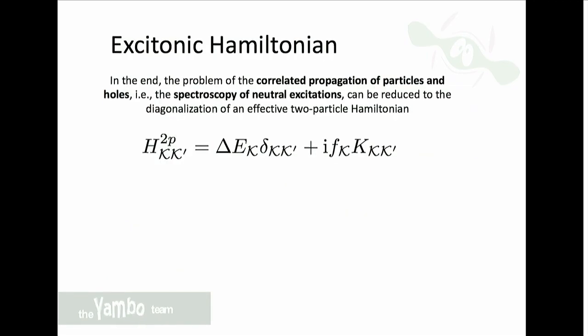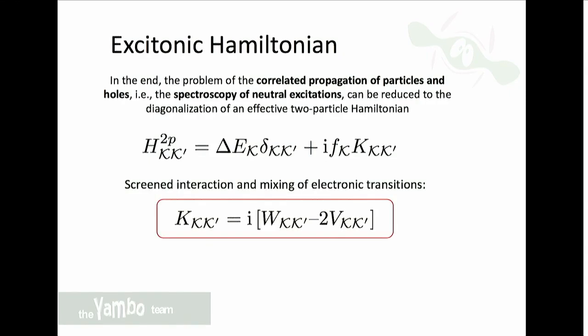What we did, basically, we rewrote the problem of this correlated propagation of electron and holes as an effective two-particle Hamiltonian to be diagonalized by the code. This two-particle Hamiltonian contains this off-diagonal term in the transition basis, which is the kernel, and this kernel encodes the electron-hole interaction with, I repeat, a screened interaction term which is attractive and responsible for the binding of electron and hole. And this comes from the self-energy in a single particle picture, in particular from the exchange-correlation self-energy in a static approximation. And this term, which is repulsive, comes from the Hartree functional in the single particle picture.